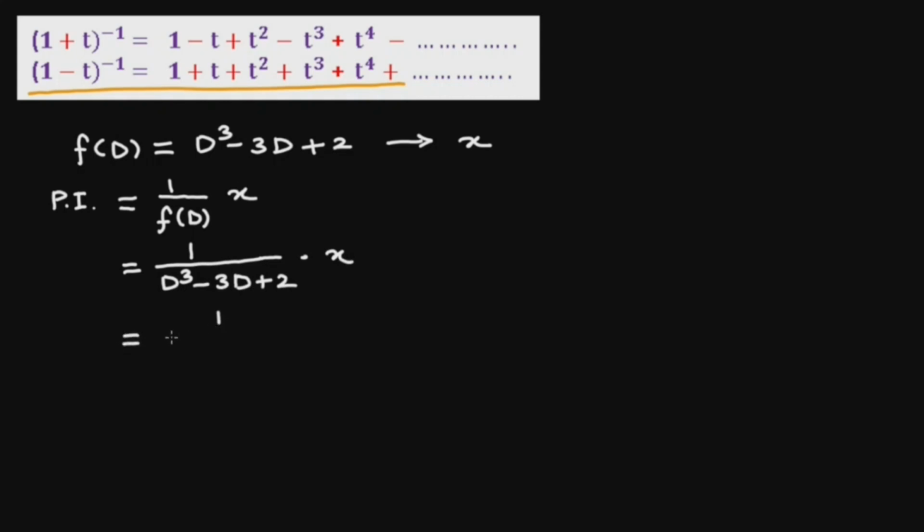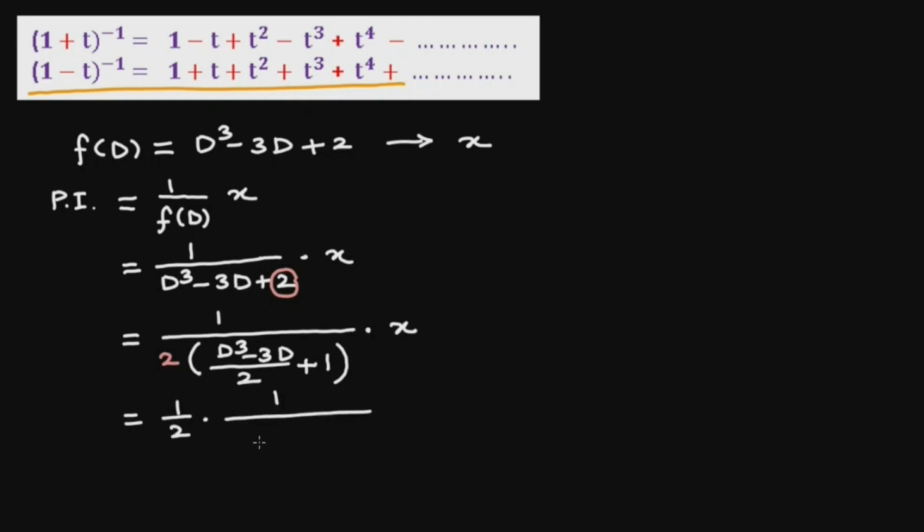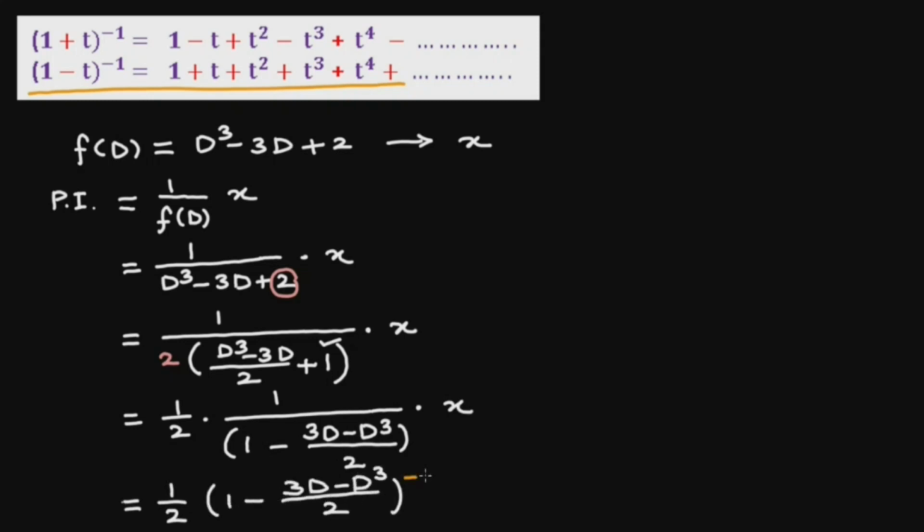So we write 1 upon, we take this constant term 2 as a common factor here, and write 2 into (D cube minus 3D upon 2 plus 1) into x. This we write as half into 1 upon, we write this 1 first, then minus, we write 3D minus D cube upon 2, into x, and finally we write this as half into (1 minus (3D minus D cube) upon 2) to the power minus 1 operating on x.